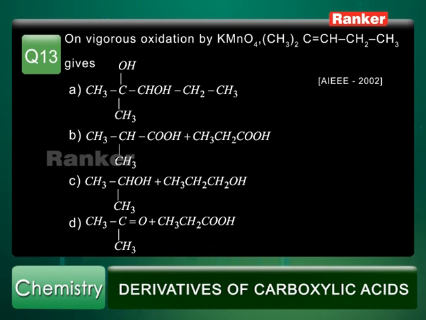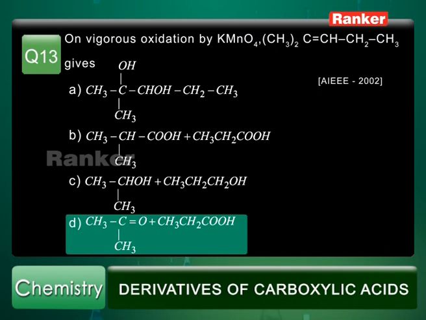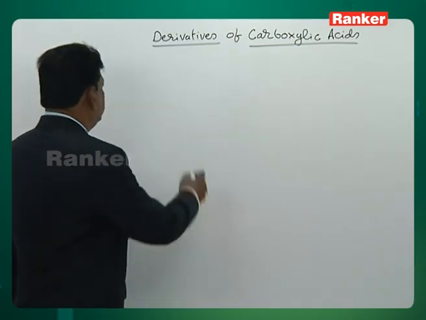So, option A is a hydroxy, that is a glycol formation shown, that is the wrong answer. Option B is an acid and acid, 2 acids, wrong. Option C is an alcohol and alcohol, that's wrong. Option D is the ketone and acid, that is the right answer. So, let us go to the 14th question.